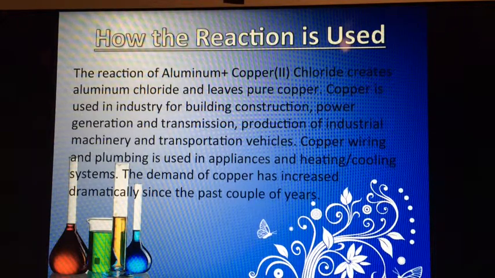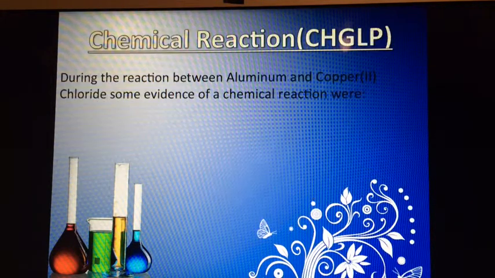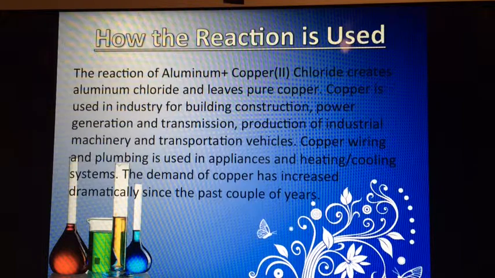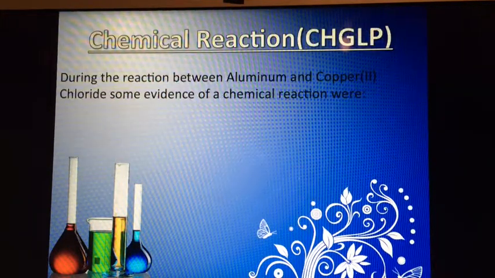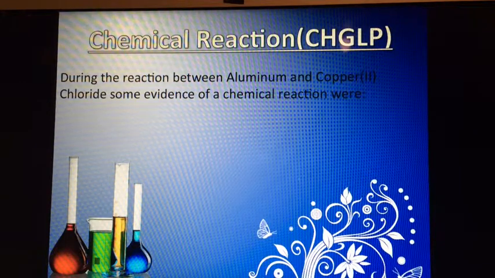The reaction of aluminum plus copper-2 chloride, the first one we dealt with, creates aluminum chloride and leaves pure copper. Copper is used in industry for building construction, power generation and transmission, production of industrial machinery, and transportation vehicles. Copper wiring and plumbing is used in appliances and heating and cooling systems. The demand for copper has increased dramatically over the past couple of years. So the equation we dealt with is actually very helpful, as it leaves pure copper, which is used in industry and even at home.